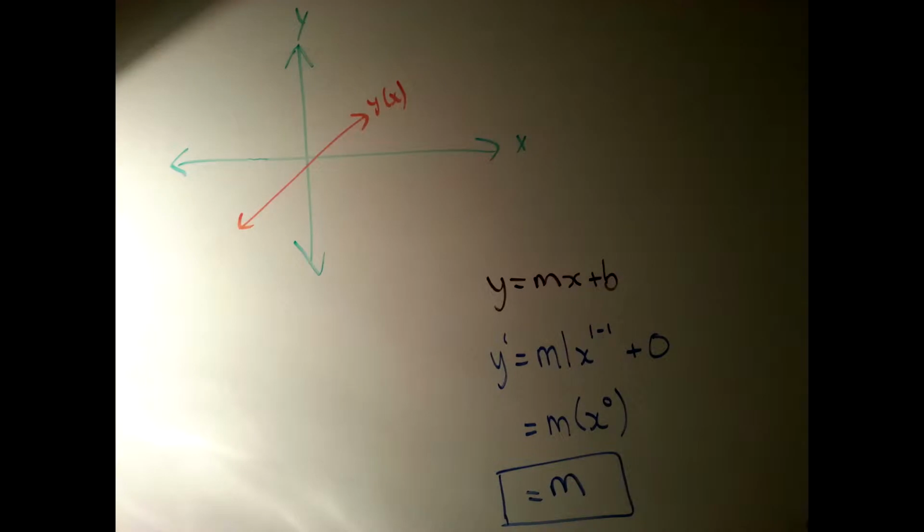The derivative of a linear function is always just the slope, which is a constant, because on a linear function, the function value is always changing uniformly by the slope. We can show that using the power rule as well.